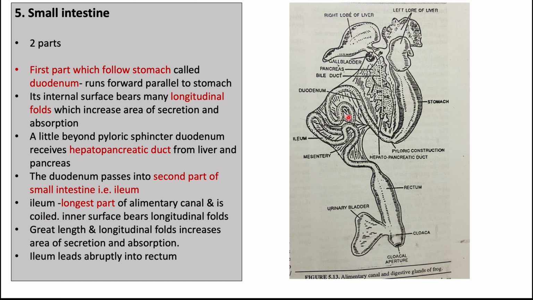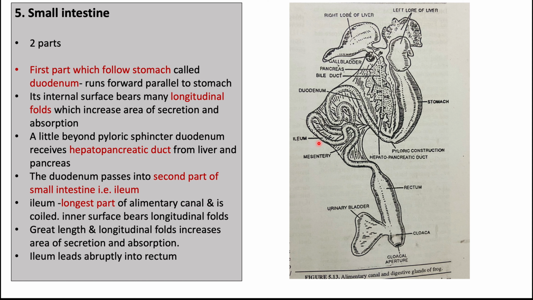Now the duodenum passes into the second part of the small intestine, the ileum. The posterior part of the intestine is known as the ileum. The ileum is the longest part of the alimentary canal. It can be an objective type question also. In humans also, the ileum is the longest part. The difference to note is that in humans the small intestine is divided into three parts, as we have a third part, the jejunum. That part is lacking in the frog. Duodenum and ileum are present in the frog.